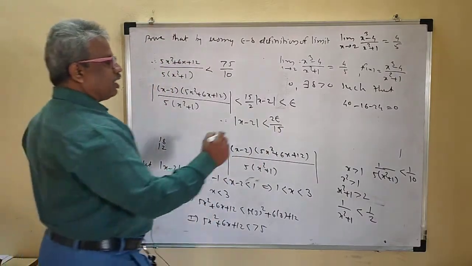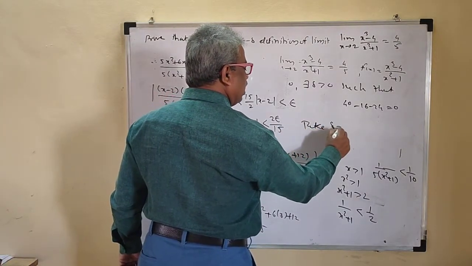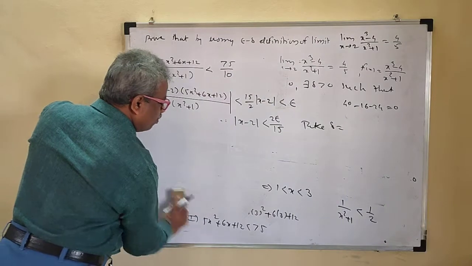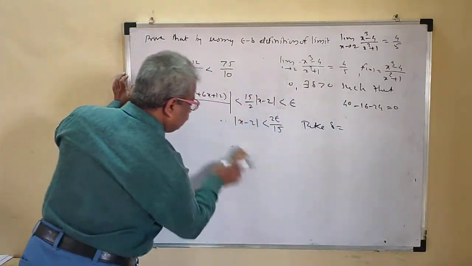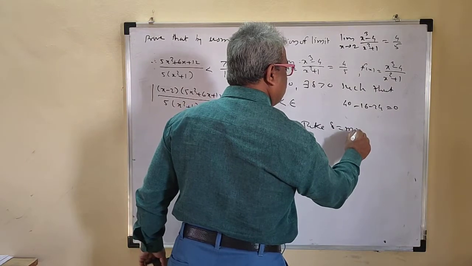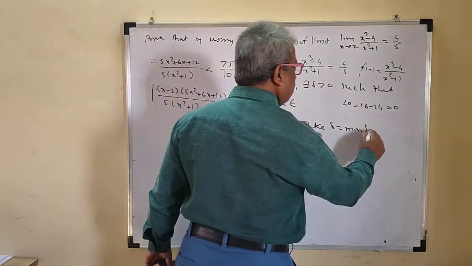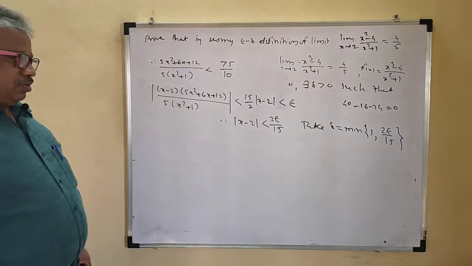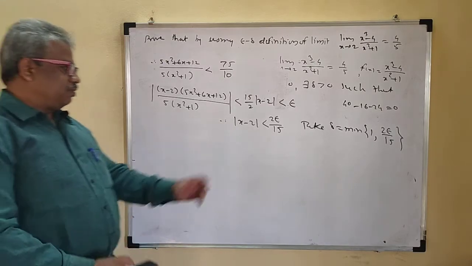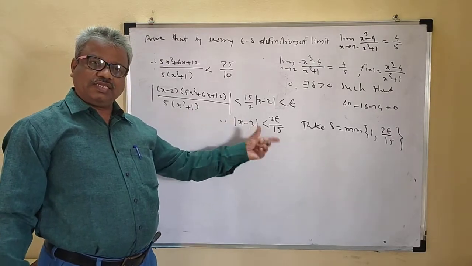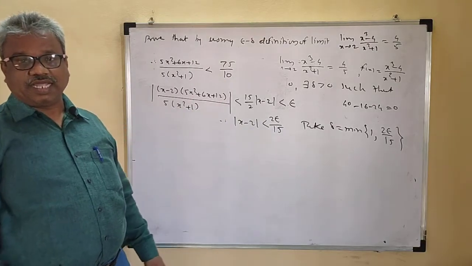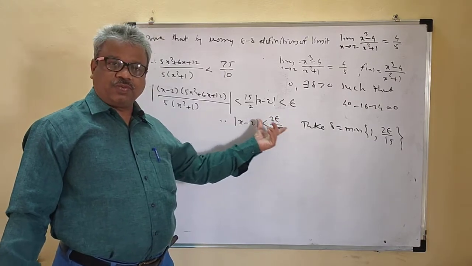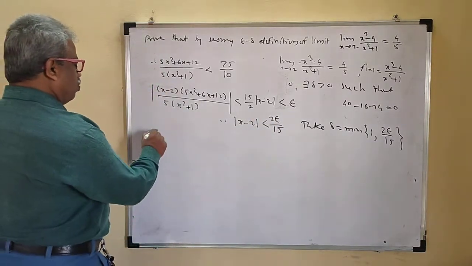Okay, twice epsilon by 15. So take delta equal to the minimum of what we have taken, that is 1 and twice epsilon by 15. See, it is x minus 2. So how did we get this x minus 2 less than this? With the help of that f of x minus c less than epsilon. With the help of that, we have proved that x minus 2 is less than this.